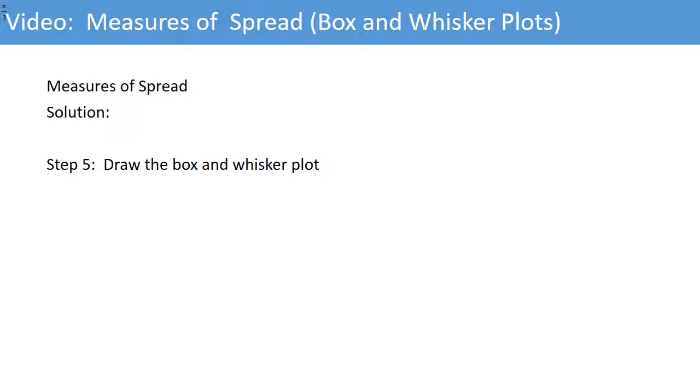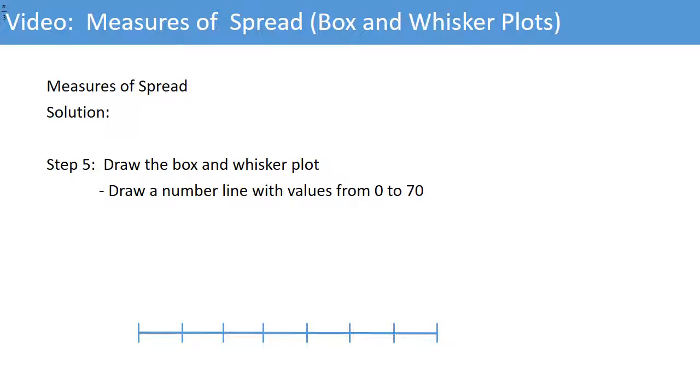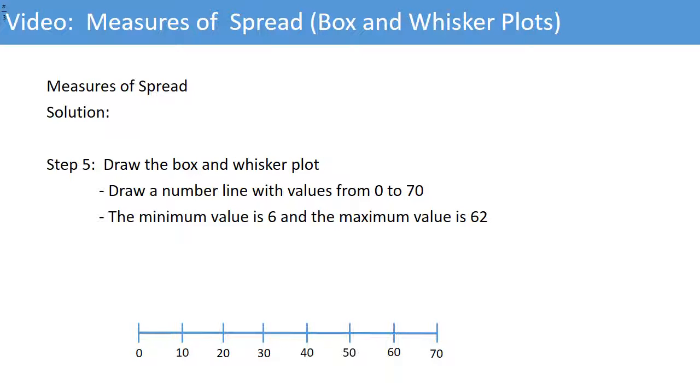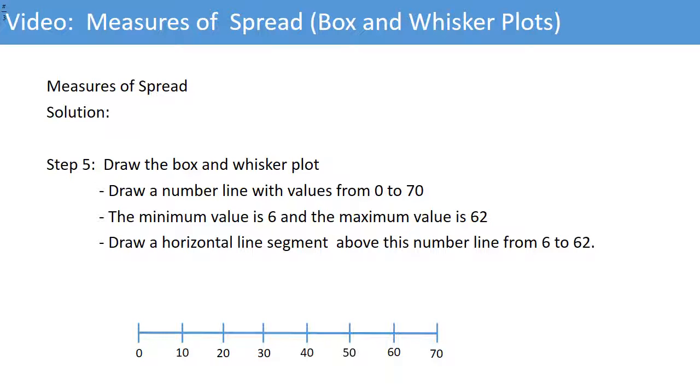Now, we're ready to draw the box and whisker plot. Draw a number line with values from 0 to 70. The minimum value is 6 and the maximum value is 62. So we want to draw a horizontal line segment of this number line from 6 to 62.